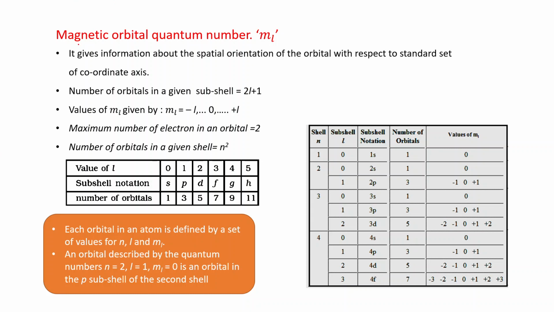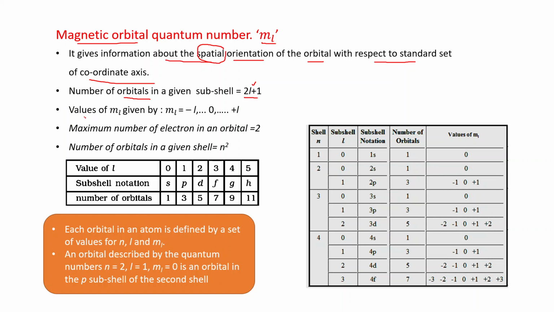Now next come to the magnetic orbital quantum number, that is ml. It gives information about the spatial orientation of the orbital with respect to a standard set of coordinate axes. The number of orbitals in a given subshell is given by the formula 2l plus 1, where l is again 0, 1, 2, 3 and so on. These are the number of orbitals.